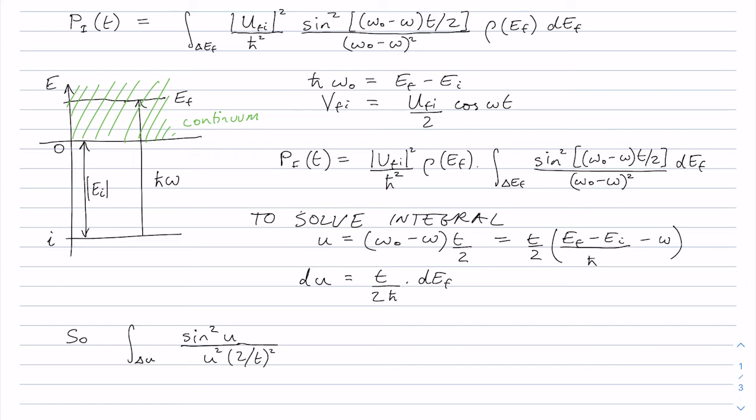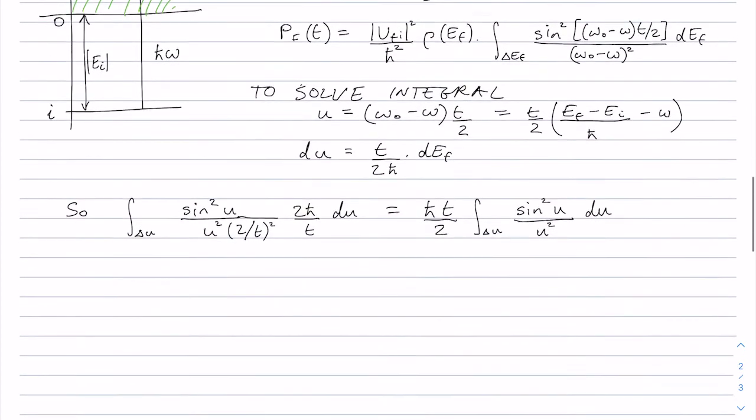d omega needs to become dU, so that'll be 2 h bar over T dU, which is, now I'll take the h bar and the T's and the constant factors outside, and I get dU of sine squared U over U squared, and this is the sinc squared function, which we know well from single slit diffraction. We've seen this before.